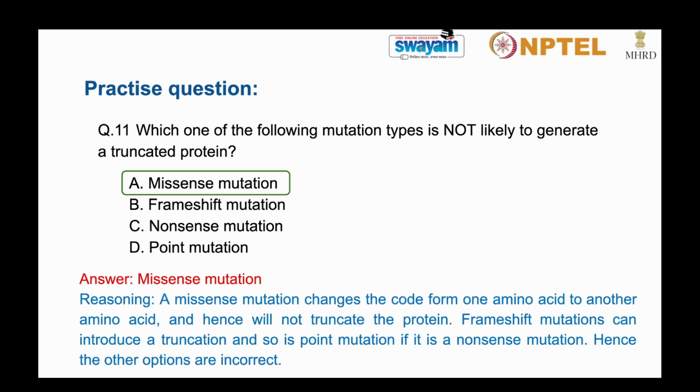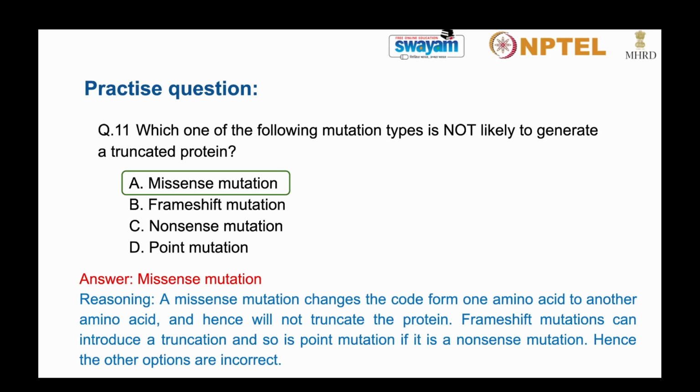Madam, sorry to interfere, but what I understand till now is that whenever there is a stop codon, only then will protein production stop. And a stop codon will be produced in the nonsense mutation only. So only C will generate a truncated protein. So all three other options can generate a protein that is not truncated.